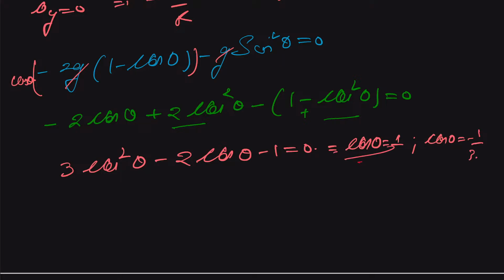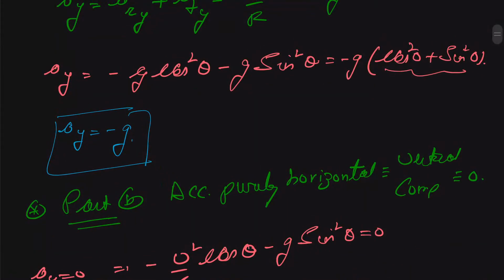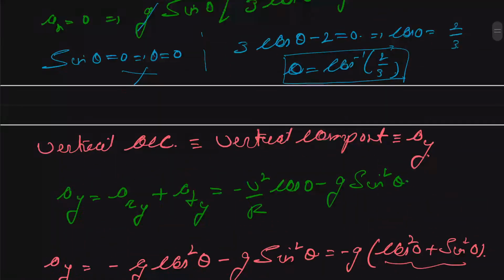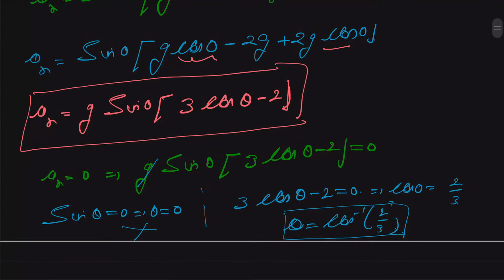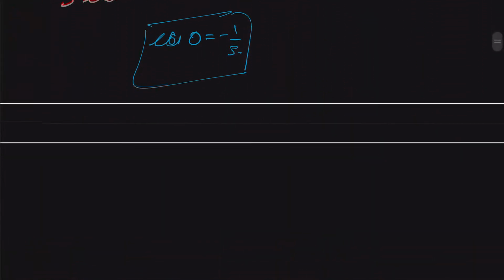Once again, cos of theta equal to 1 means theta is 0, so we can ignore it simply. And so this gives us that cos of theta is equal to minus 1 by 3. So this was part B, vertical component equal to 0, and part A was the horizontal component equal to 0. So this completes our first question.